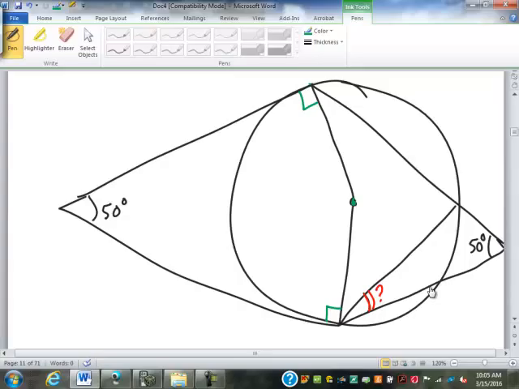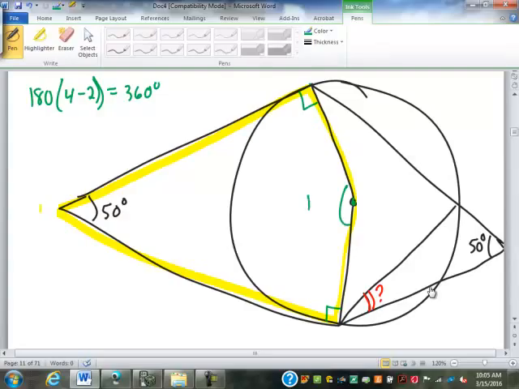Now if those are both right angles, we now have a four-sided figure here that we know 3 out of the 4 angles. The angle sum for any four-sided figure is what? Yeah, 180 times the number of sides minus 2, or 4 minus 2, which is 2. 360 degrees. So this angle is 130 degrees, which makes this arc 130 degrees.